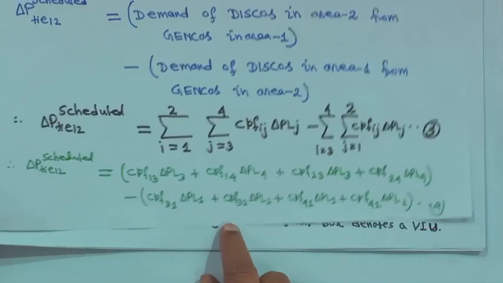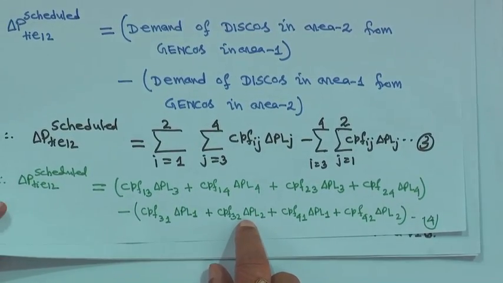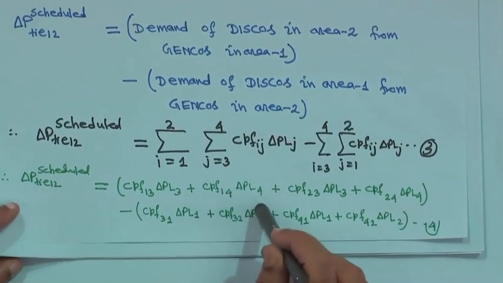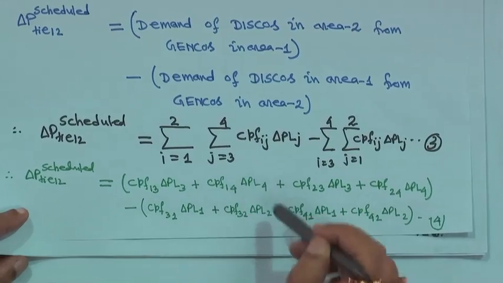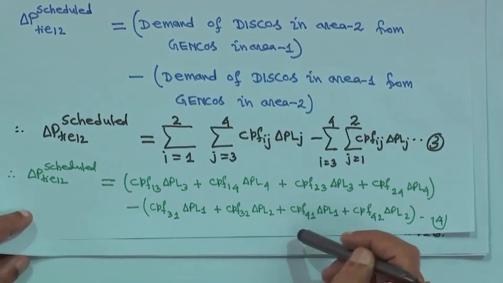So, a little bit we have seen about the restructured power system, particularly for the load frequency control, right. We have seen the scheduled power flow for a two-area system, where in both of the areas there are two GENCOs and two DISCOs, right. And this is the expression.